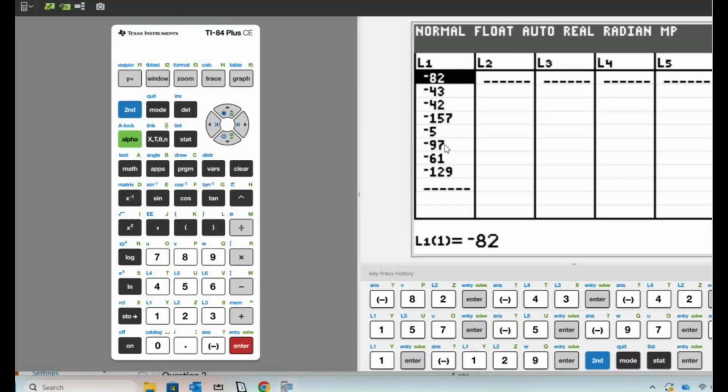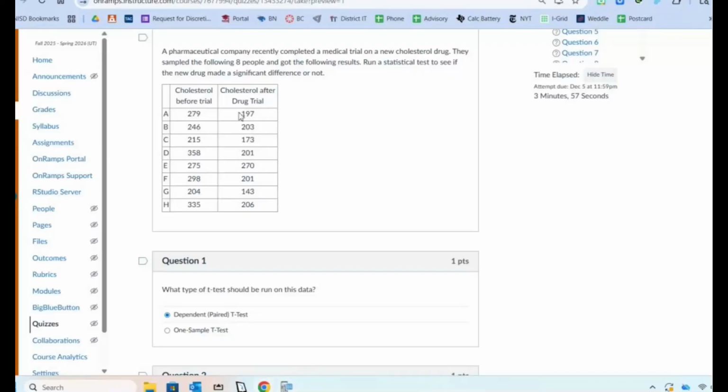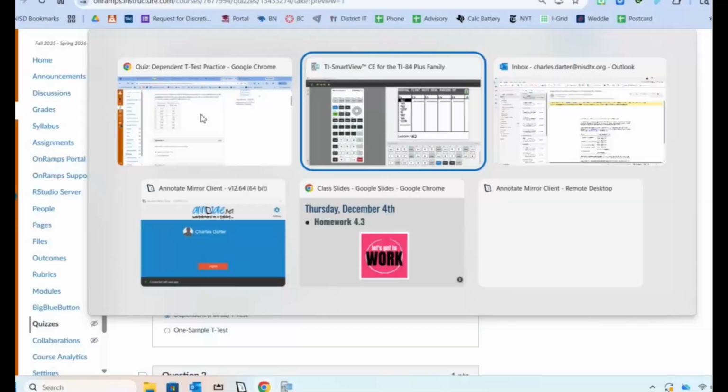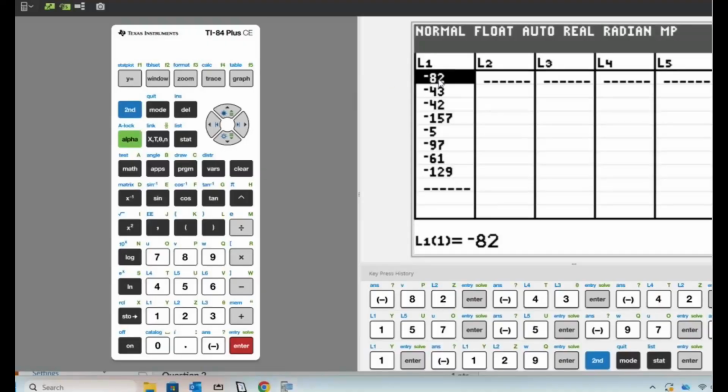Now, it takes me forever to type on this computer calculator, so I've already typed in all the numbers, but these numbers you see right here are the differences. So 197 minus 279 was negative 82. That's where these numbers came from: I just subtracted after minus before for every patient, and I only typed in the differences into the calculator. I didn't type before and after. I only typed the differences into this first column.